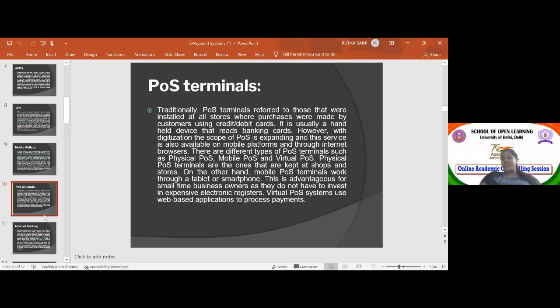Now with the digitization, even some of the mobile phones can also act as the POS terminals. There are different types of POS terminals such as the physical POS, mobile POS and the virtual POS. Sometimes they have a tablet kind of thing. Instead of keeping the POS machine, they take a tablet and they allow that particular tablet to act as a virtual POS. There again you need to wave out your card, then enter your PIN and then make the payment.